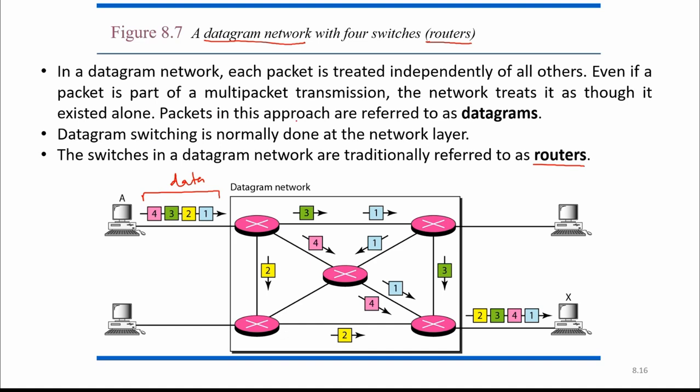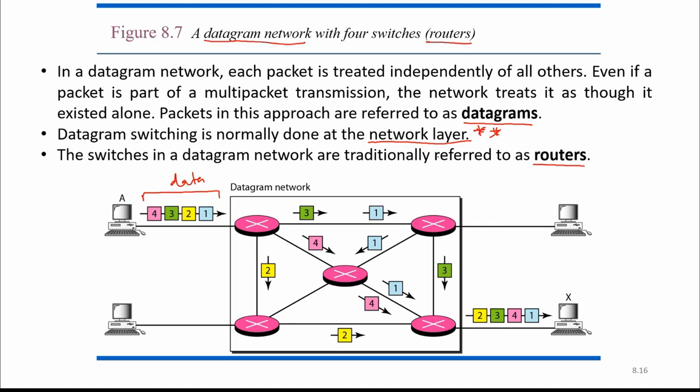The packets in this approach are referred to as datagrams. So in this case, these packets will be treated as datagrams. Datagram switching is normally done at the network layer. This is the point we should note down. So datagram switching basically takes place at the network layer.